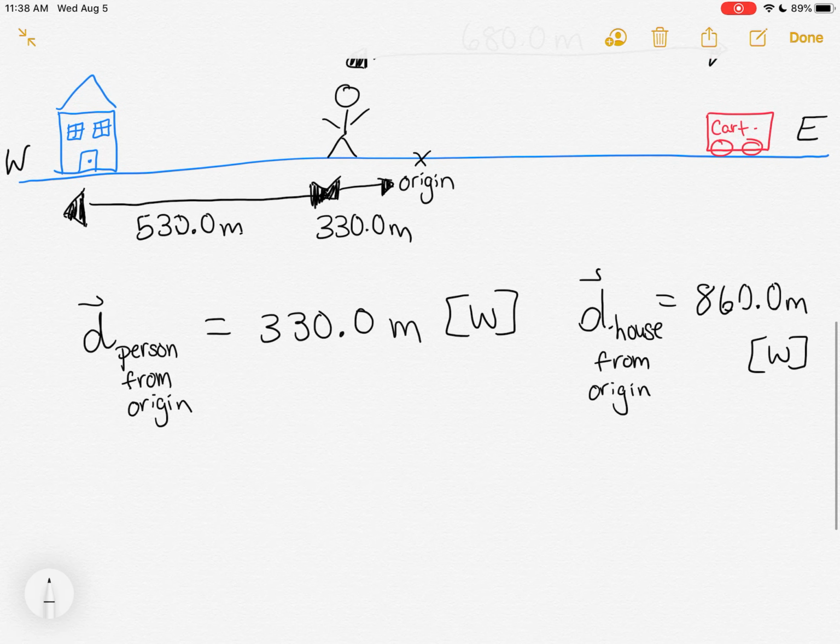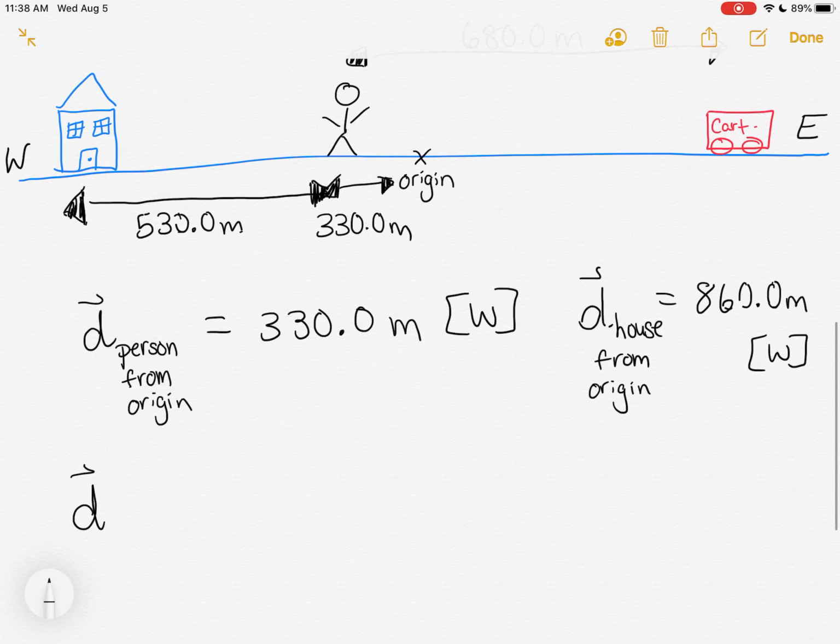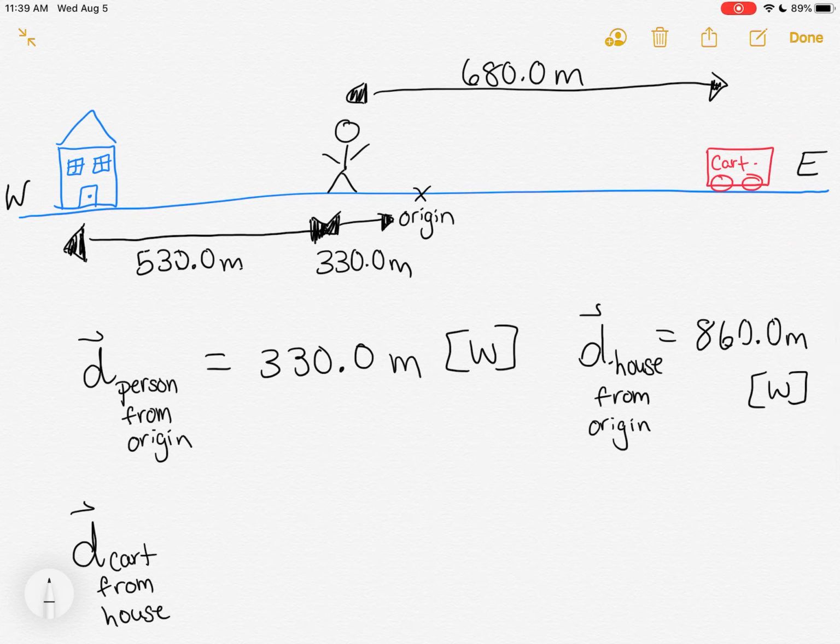Okay. Now if we want the position of the cart from the house, we're going to take it a little bit farther now. So now the cart we know is 680 meters from the person, and the person is 530 meters from the house. And so we're going to get a total there of 1,210 meters. And we're looking at where the cart is compared to the house. And so the direction is going to be to the east. So the cart is 1,210 meters to the east of the house.